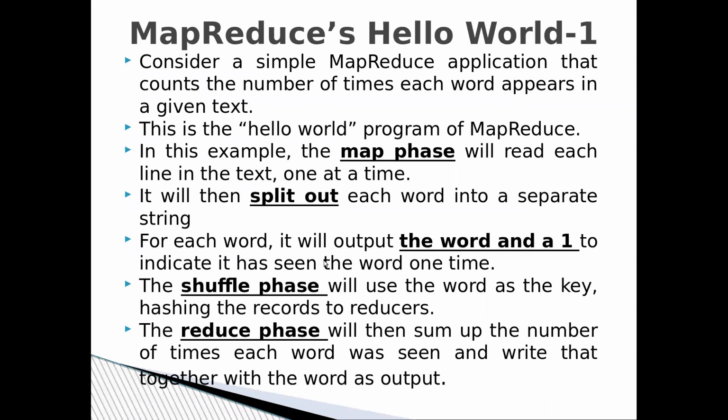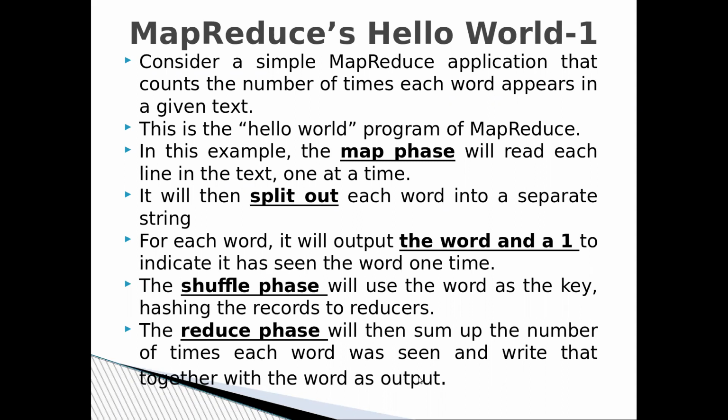Then in the shuffle phase, we use the word as the key, hashing the records to reducers. So there is a hashing process also in MapReduce. In the shuffle phase, we'll just use the word as the key and hash the records to reducers. And in the reduce phase, we'll sum up the number of times each word was seen and write that together with the word as the output.